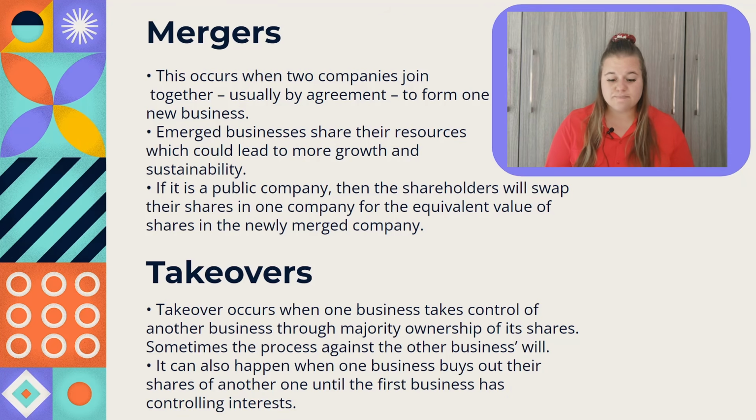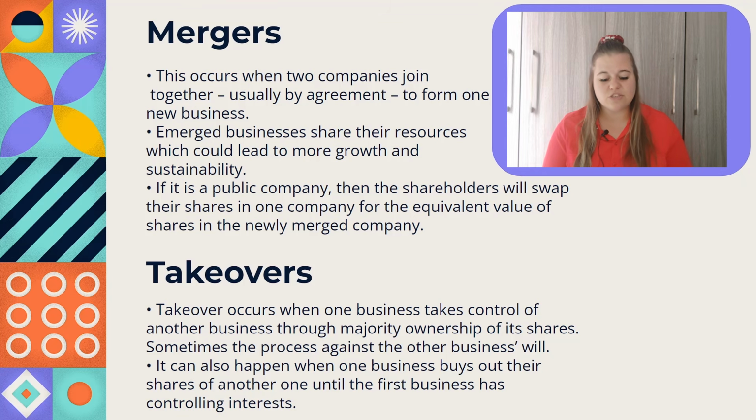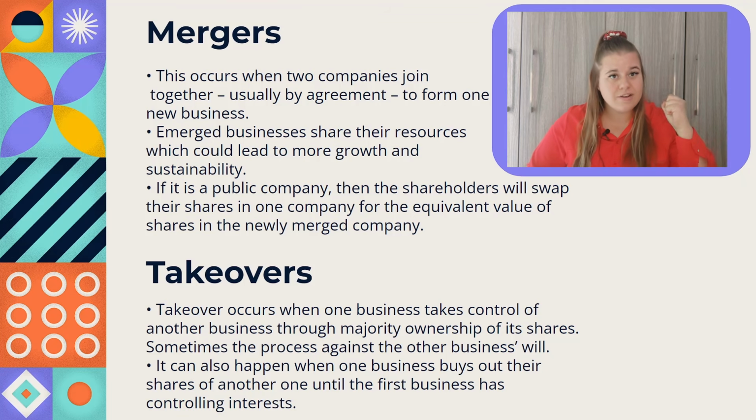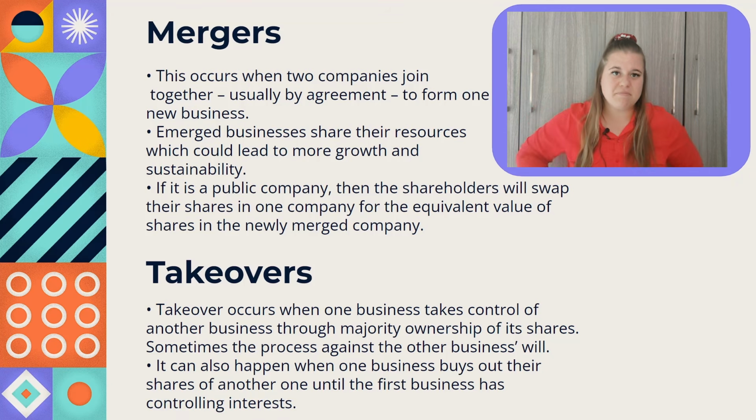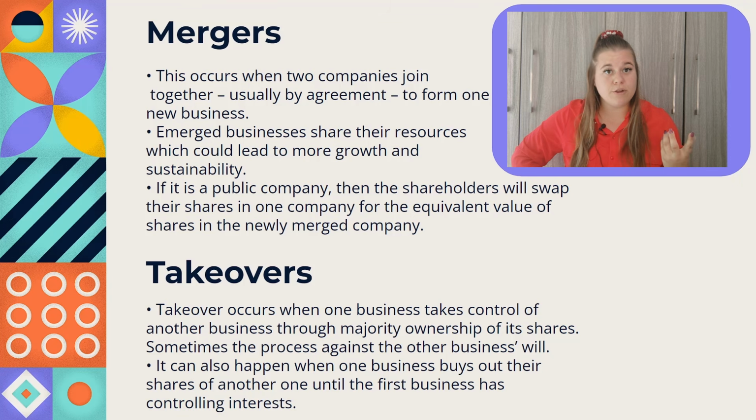Now, takeovers. A takeover occurs when one business takes control of another business through majority ownership of its shares. Sometimes this process will be against the other business's will. It can happen when one business buys out the shares of another, or until the first business has the controlling interest. So takeover, it's literally a business taking over another business. That's the way I remember it.